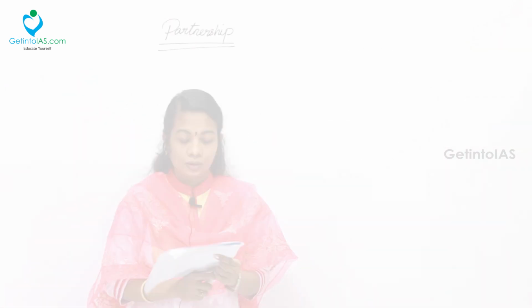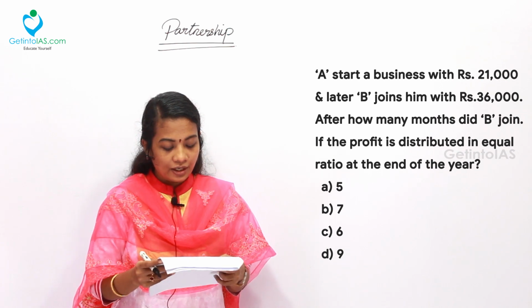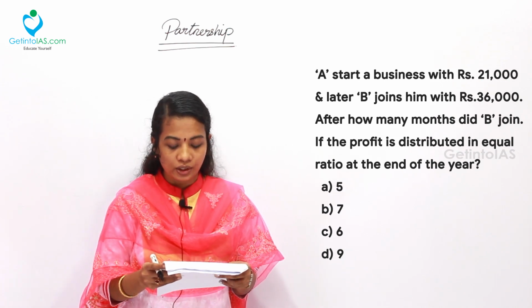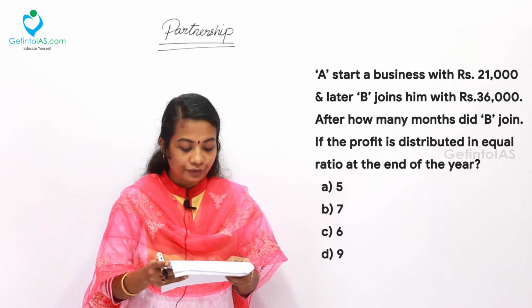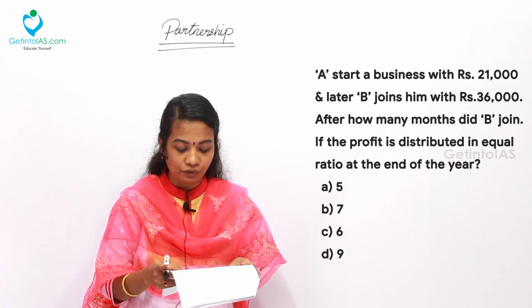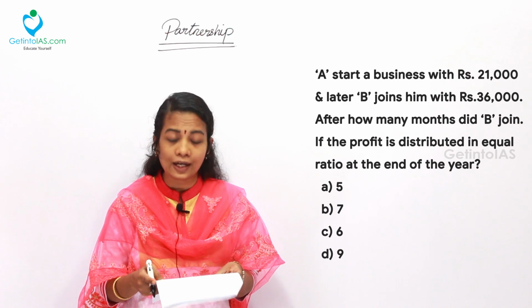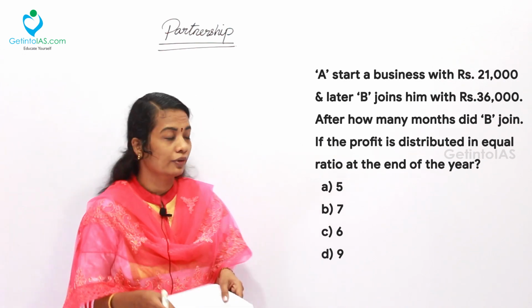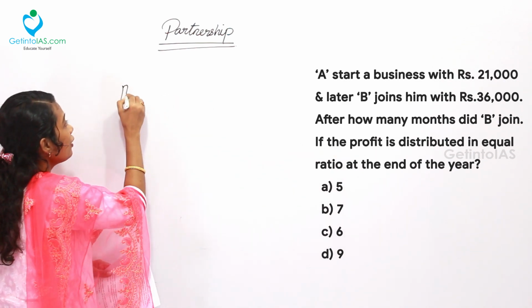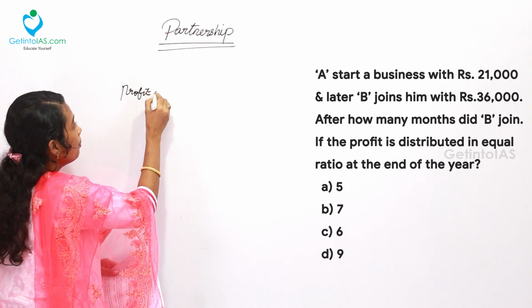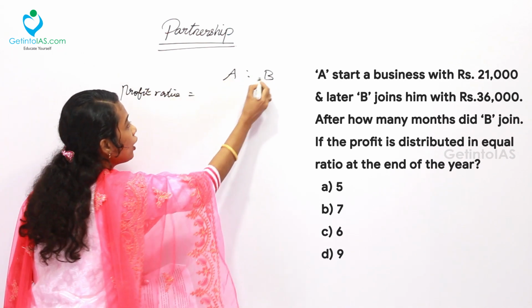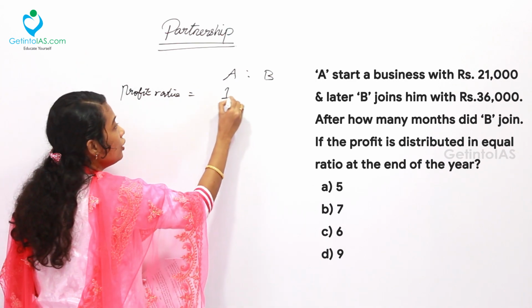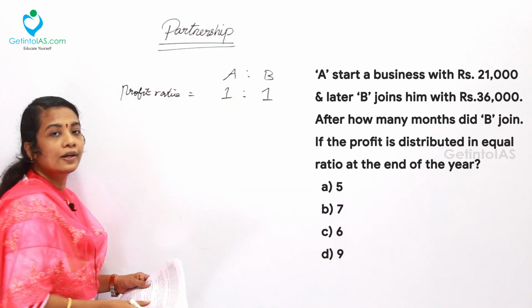The next question: A starts a business with rupees 21,000 and later B joins him with rupees 36,000. After how many months did B join if the profit is distributed in the equal ratio at the end of the year? So here first of all, the profit ratio between A and B, which are equal. Equal means first of all you must know that 1:1 ratio.